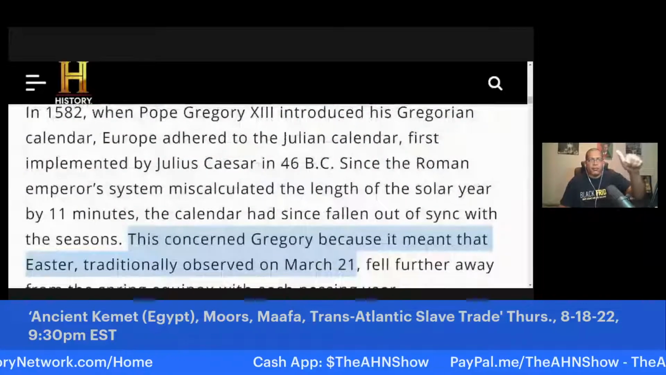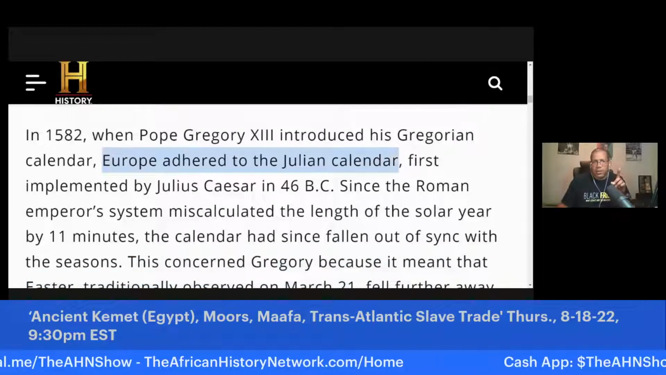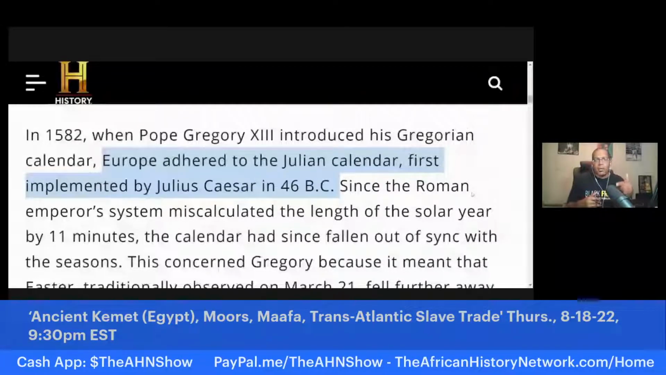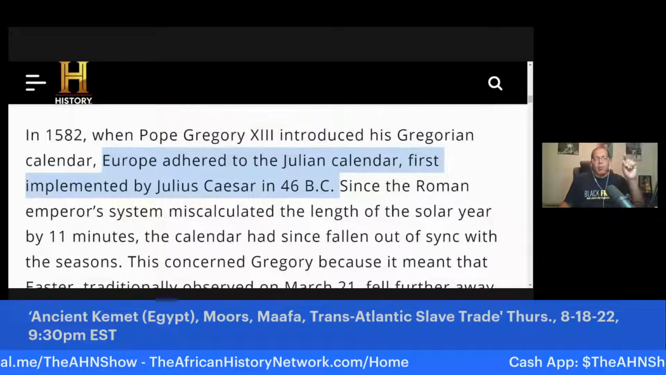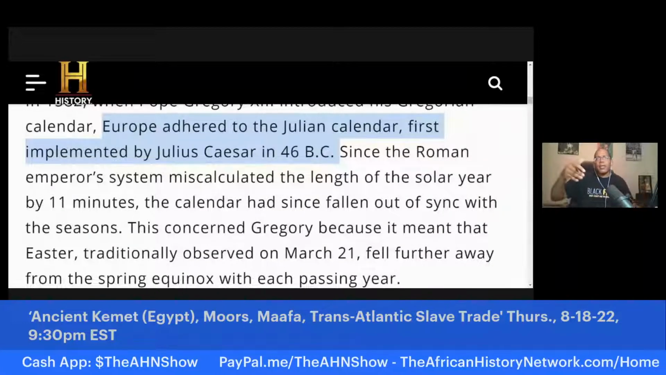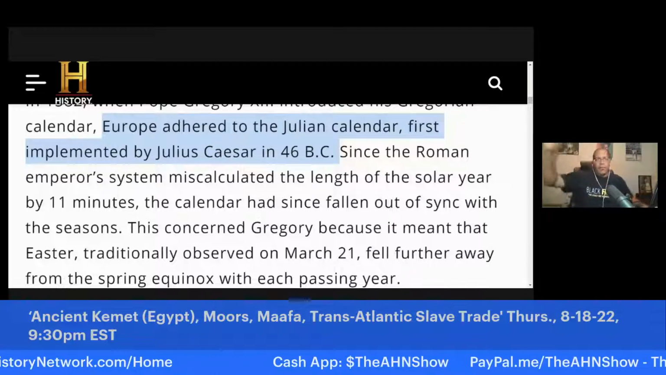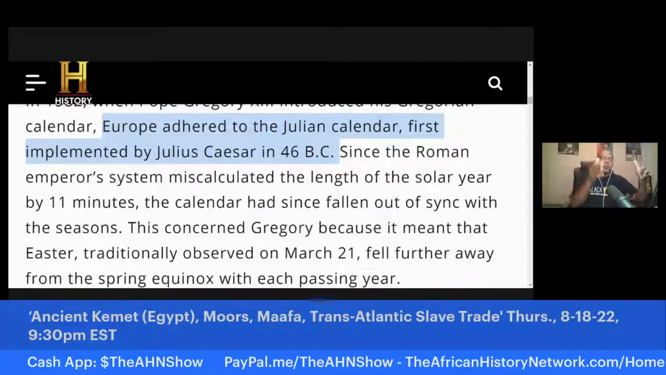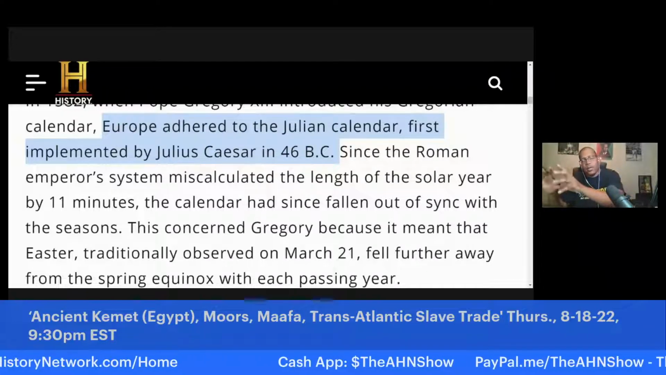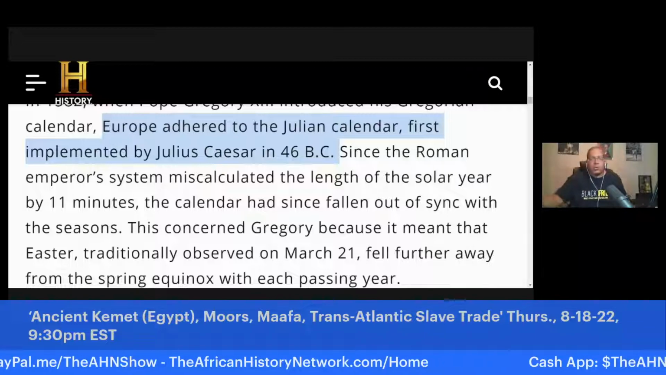This was a result of the Third Council of Trent in 1582, when Pope Gregory XIII introduced his Gregorian calendar. Europe had adhered to the calendar first implemented by Julius Caesar in 46 BC. As I said, they were using the Julian calendar before the Gregorian calendar was introduced. Since the Roman emperor's system miscalculated the length of the solar year by 11 minutes, the calendar had fallen out of sync with the seasons. So they were celebrating Easter further and further away from the vernal equinox, from 46 BC up until the 1500s, which is why they had to recalculate and come out with a new calendar, which was more accurate, and Easter would fall closer to the vernal equinox.